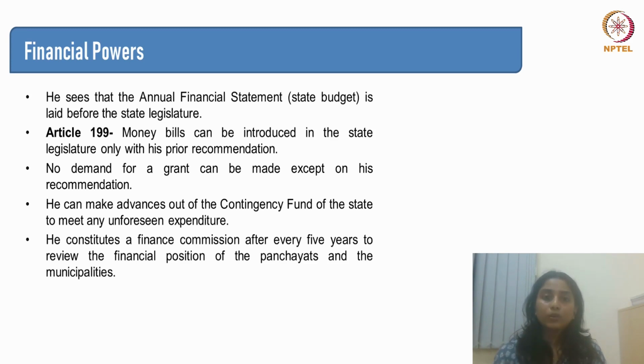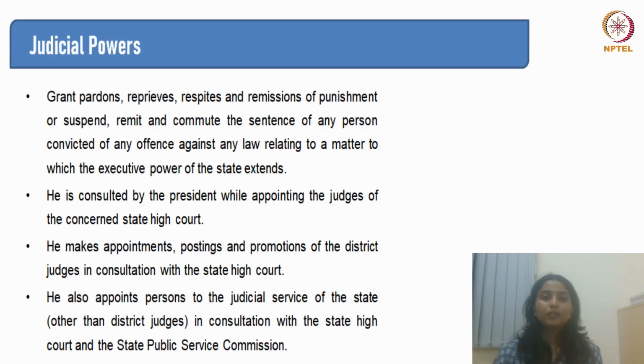Next, we will look into the judicial powers of the governor. Just like the President of India, the governor also has the power to grant pardon, reprieves, respites, or remissions. He can also suspend, remit, or commute the sentence of any person convicted of any offense. But please note that he does not have any power to pardon a death sentence. Only the president can do so, and the president can even pardon sentences given by military courts, but the governor cannot.